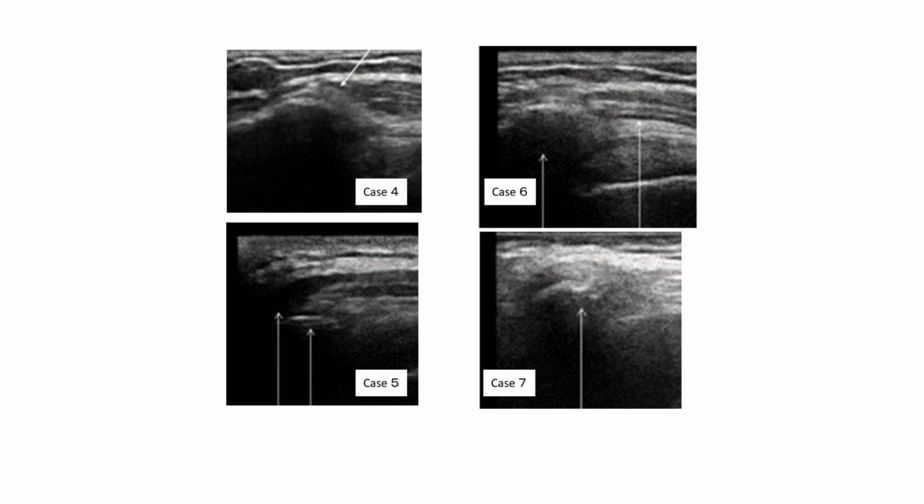In the four cases, in cases 4, 5, 6, and 7, we were able to confirm the acromion, which is the insertion part of the deltoid muscle, and the damage around it. Supraacromial bursitis was observed in cases 4, 5, and 7.